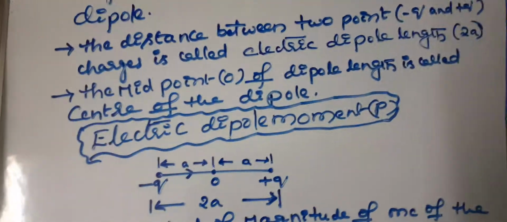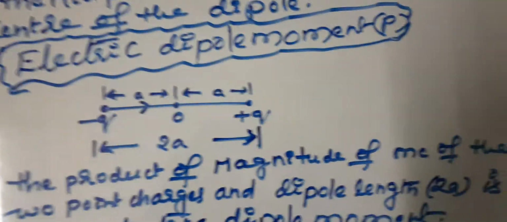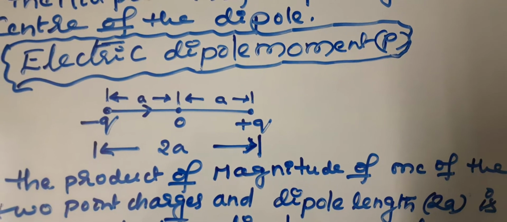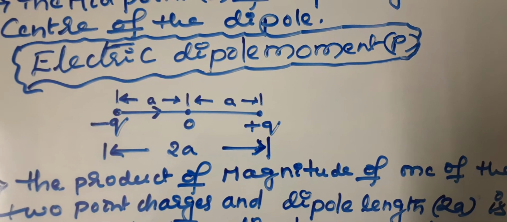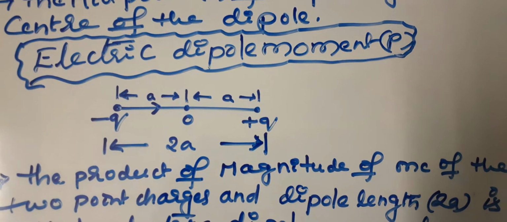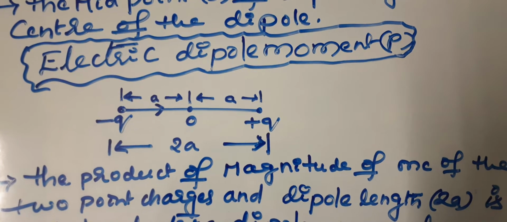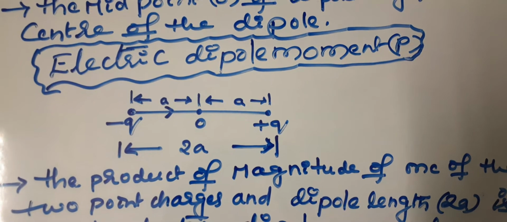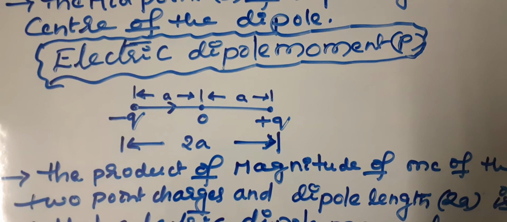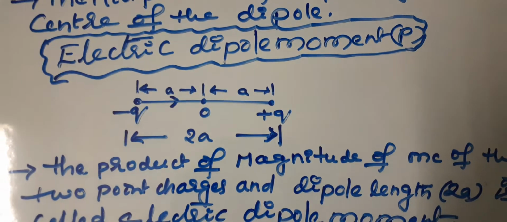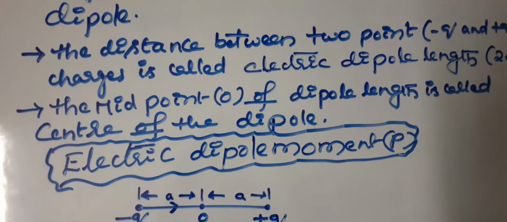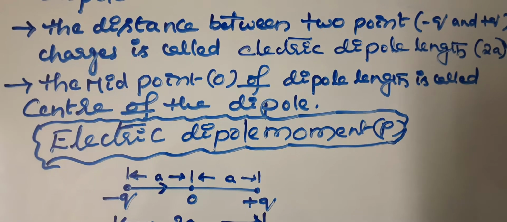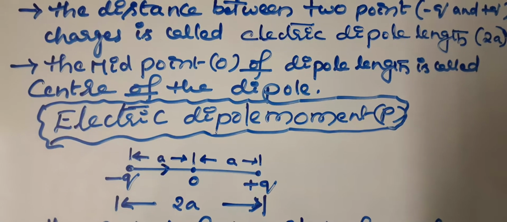You can see this in the figure. Minus q and plus q are separated by a small distance 2a. Exactly in the middle of 2a there is a point O, which is called the center of the dipole. The distance from the center to plus q is a, and from the center to minus q is a. So the distance from minus q to plus q is 2a. This is called the dipole length, denoted by 2a. The midpoint of the dipole length is called the center of the dipole.